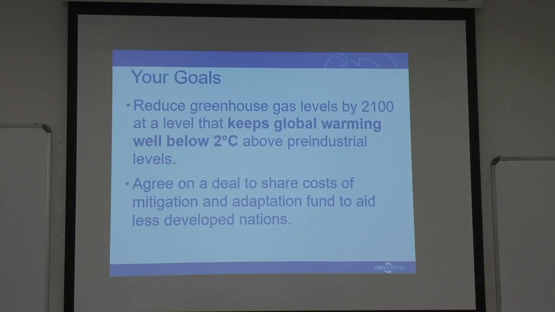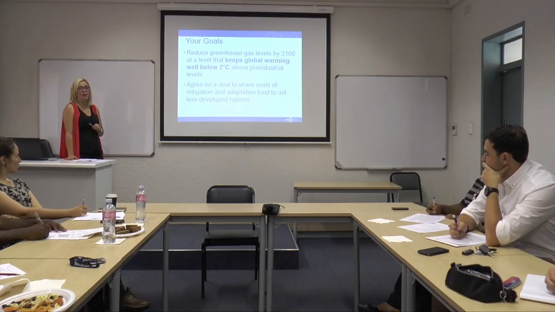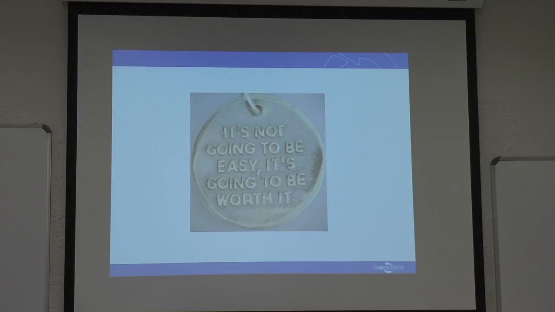So what is your goal today? Your goal today is to reduce greenhouse gas levels by 2100 at a level that keeps global warming well below 2 degrees Celsius above pre-industrial levels. So that's the goal of the session today. You need to agree also on a deal to share costs of mitigation and an adaptation fund to aid less developed nations. So with your pledge of emissions, we also need to consider the availability of funds for developing nations. Definitely, it's not going to be easy, but it's going to be worth it.